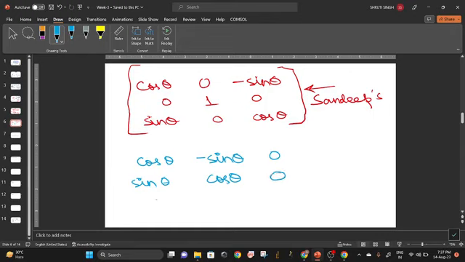So for clockwise, for x, sin theta will be positive. This is anti-clockwise, this is how they have written in course. For clockwise, sin theta should be positive. For cos theta, then sin theta 0. Cos theta is positive for clockwise, right? This is minus cos theta, then 0 0 1.